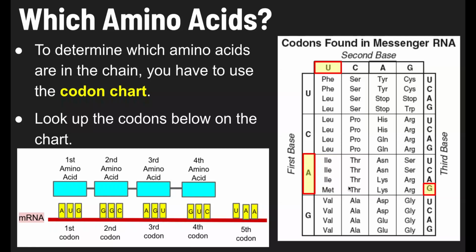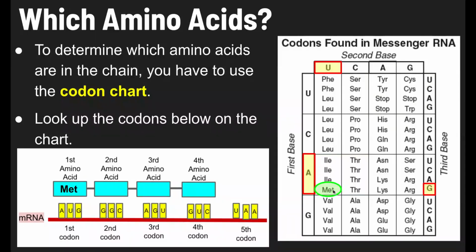So AUG, where do all three of these letters connect on the table? They all connect right here at MET. MET is shorthand for methionine, which is the amino acid. So what I'm going to write for the first amino acid is MET. So I looked up the first codon, and it coded for this amino acid, MET, which is short for methionine.